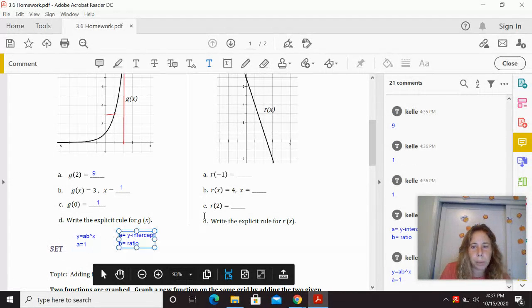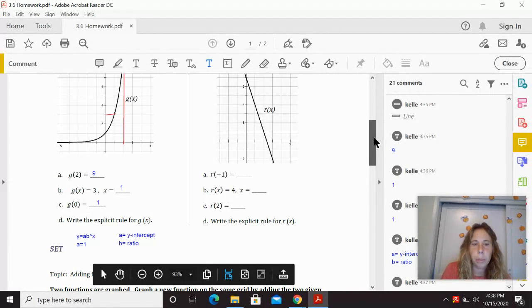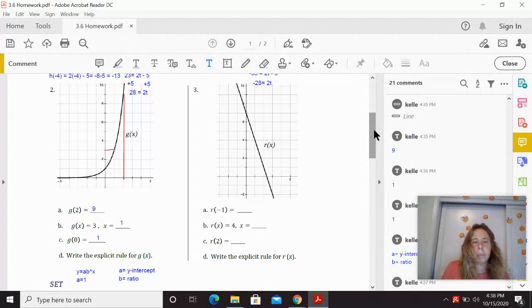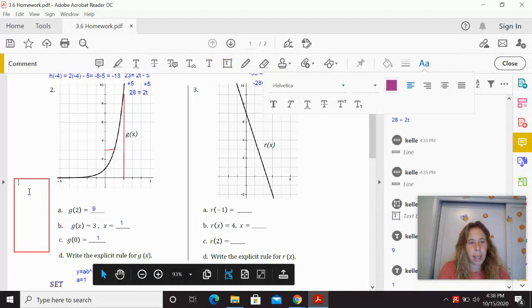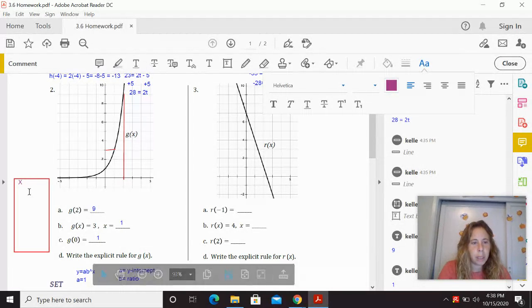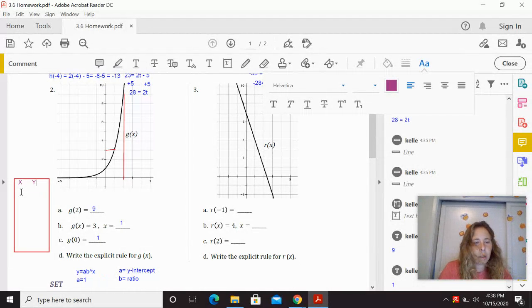So then b is your ratio. What are we multiplying by each time? I'm going to see if I can make a table. I like to make a table, so I'm going to draw a text box. I'm going to have x values and then y. I'm going to pull out some points. When x equals 0, y is 1. That's our intercept, so that's a point on the graph. When x equals 1, y is 3.